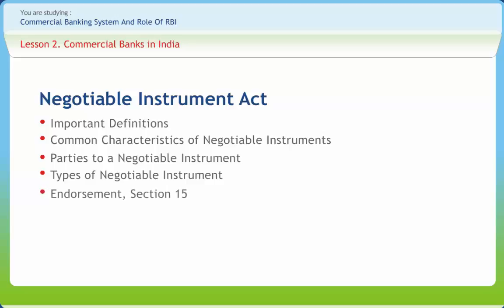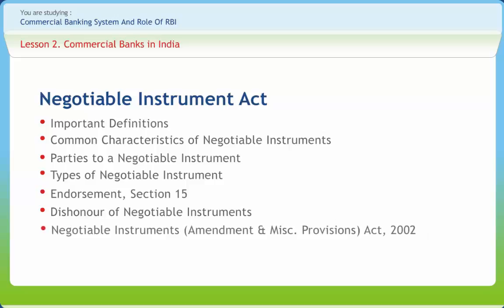Endorsement is the signature of the maker or holder made with the object of negotiating or transferring, not as a maker of the instrument. The endorsee gets the right of further negotiation if not otherwise restricted. A negotiable instrument can be dishonored by non-acceptance and non-payment. The Negotiable Instruments Amendment and Miscellaneous Provisions Act 2002 has made amendments in the Negotiable Instruments Act 1881.